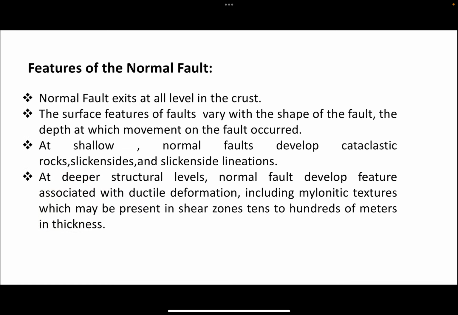Then, the features of the normal fault. Normal faults exist at all levels of the crust. The surface features of faults vary with the shape of the fault and the depth of movement at which the fault occurs. At shallow levels, normal faults develop cataclasite, slickensides, slickenlines and lineation. At deeper structural levels, normal faults develop features associated with ductile deformation, including mylonite texture, which may be present in shear zones hundreds of meters or hundreds of kilometers wide.